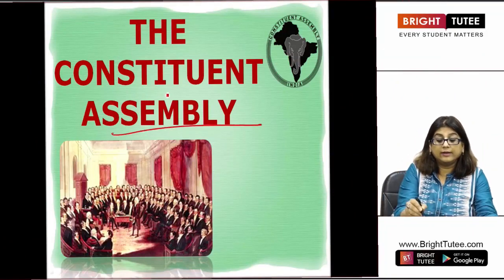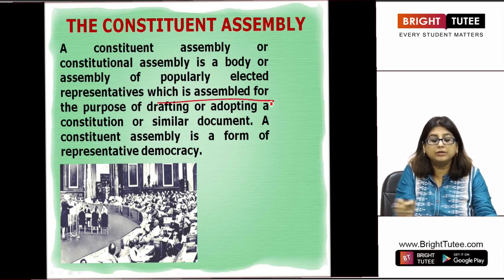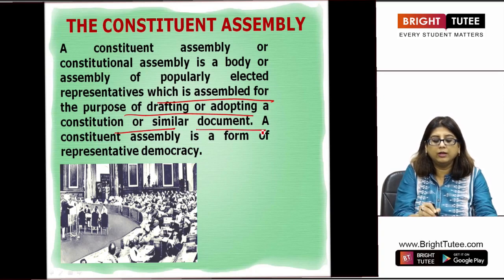Now the Constituent Assembly, very important topic. A Constituent Assembly or Constitutional Assembly is a body or assembly of popularly elected representatives which is assembled for the purpose of drafting or adopting a constitution or similar document. A Constituent Assembly is a form of representative democracy.